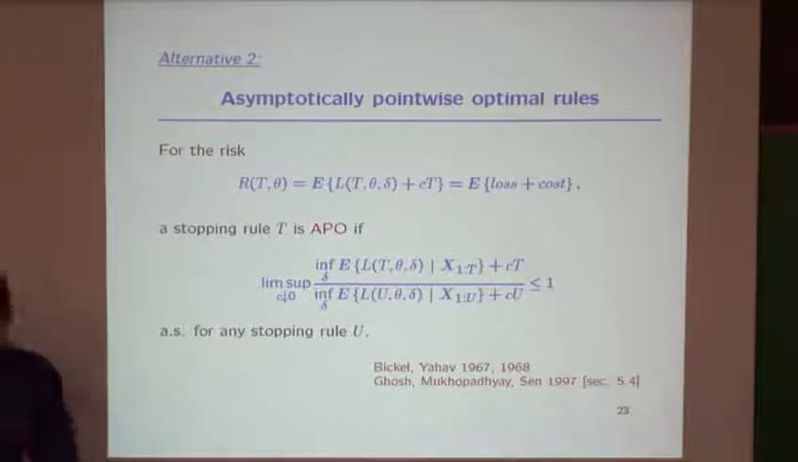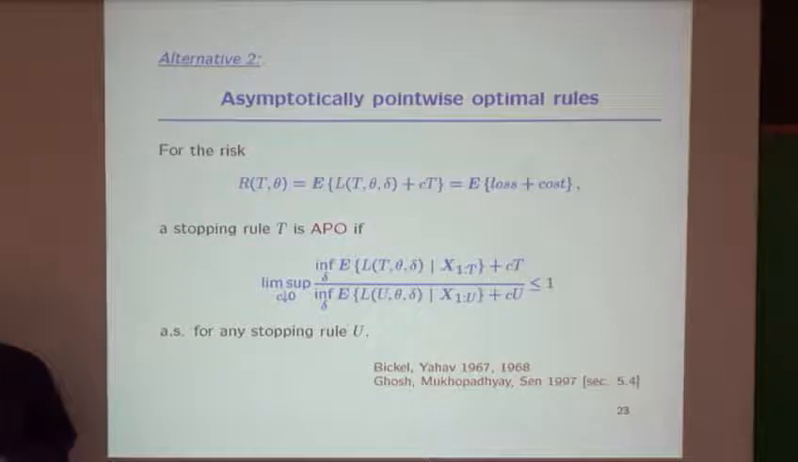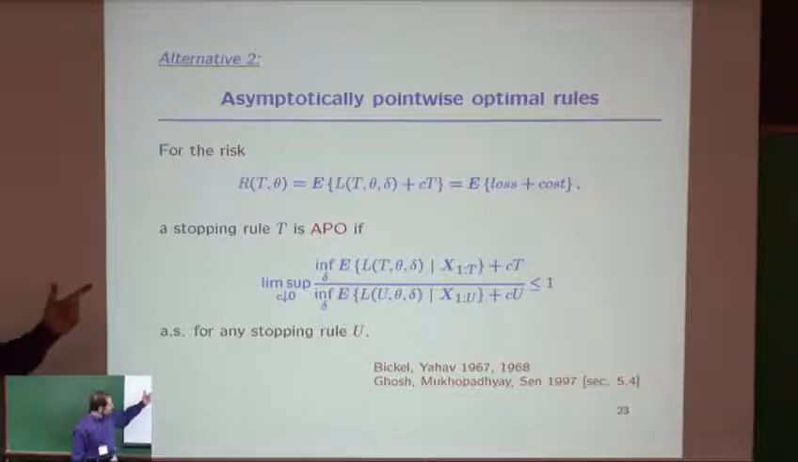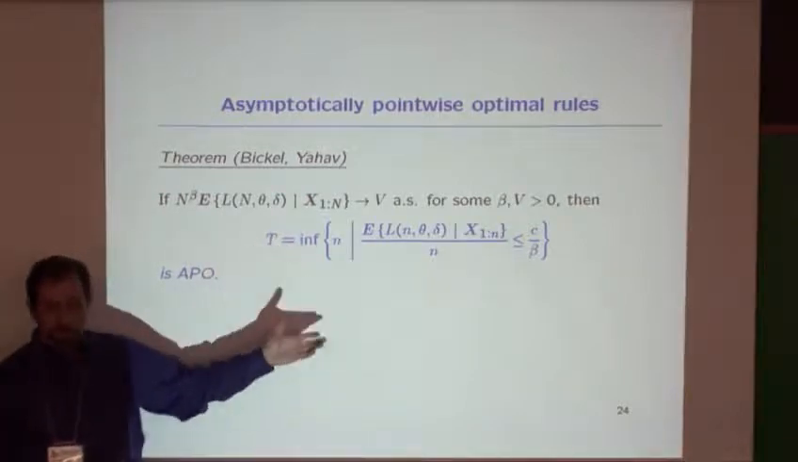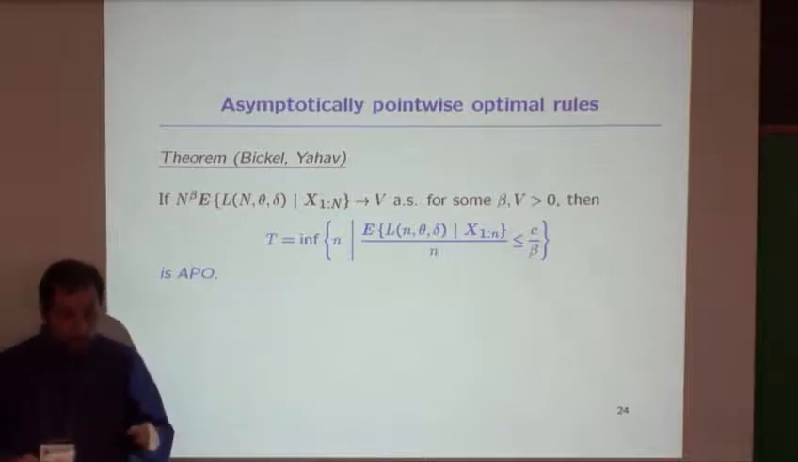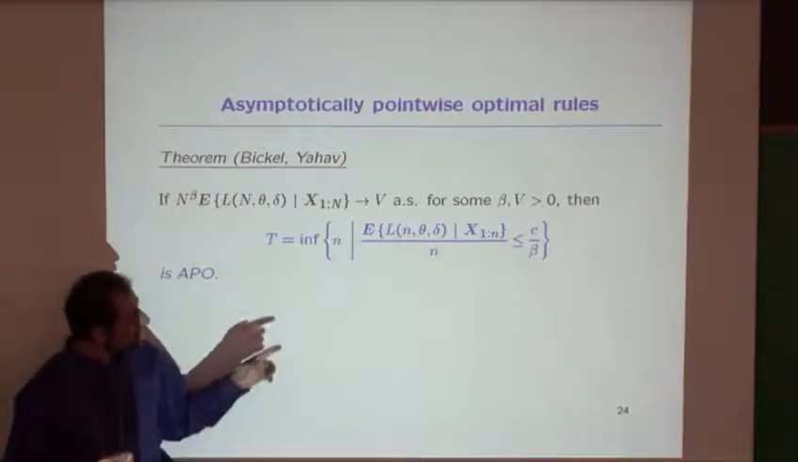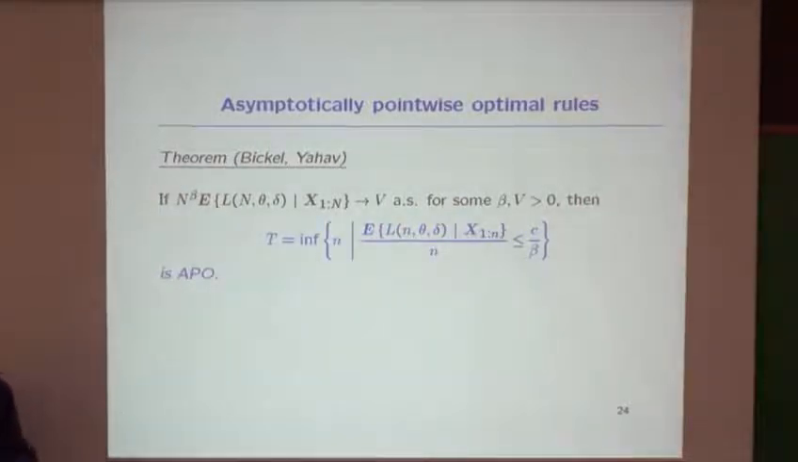So it's an approximate, asymptotically Bayes rule. Whether it's reasonable depends on the problem, whether you indeed can sacrifice the cost in favor of the loss. That's reasonable in epidemics, for instance. Epidemics people convinced me that they are more concerned about false alarms, creating unnecessary panic in the population. They're more concerned than about the delay term, so they would prefer to have this low. The beauty of asymptotically pointwise optimal rules is this theorem by Bickel and Yahav that gives a completely explicit expression for the APO stopping rule. There are other APO rules, but this is the one that can be computed explicitly. No iterations, no numerical procedures are needed. You only need the posterior expected loss. When it's below a certain threshold, you stop, and this is APO.